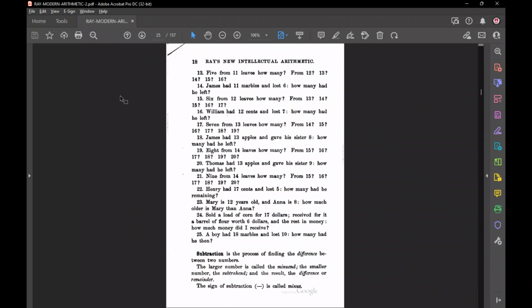So subtraction is the process of finding the difference between two numbers. The larger number is called the minuend. The smaller number is called the subtrahend. And the result of subtraction is called the difference or the remainder.